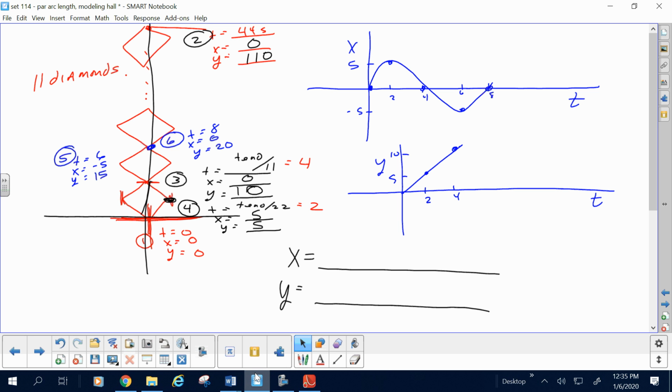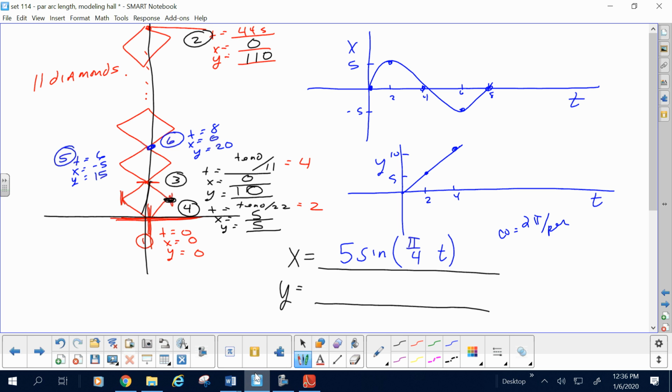Ready? I did it. What is your x equation? 5 sine of what t? Pi over 4 t, yes. 2 pi divided by the period of the graph is the coefficient. I just didn't label my graph right. Okay, what about y? 5 over 2 t. For what domain? For time from when to when? From t equals 0 to t equals 40.